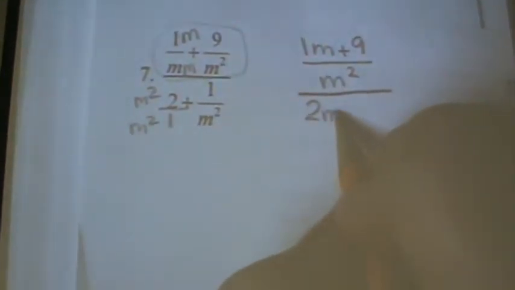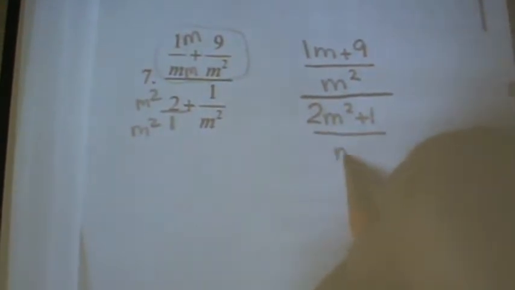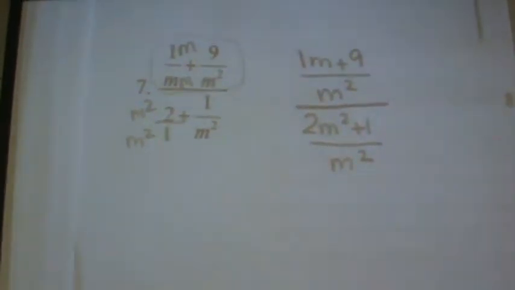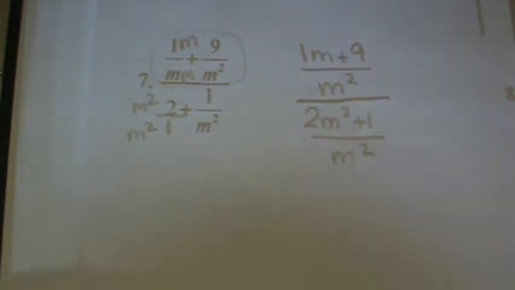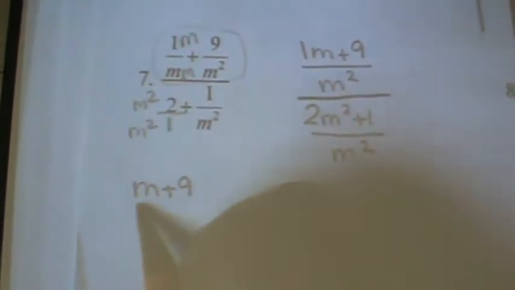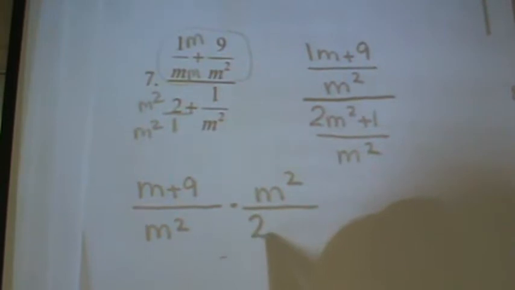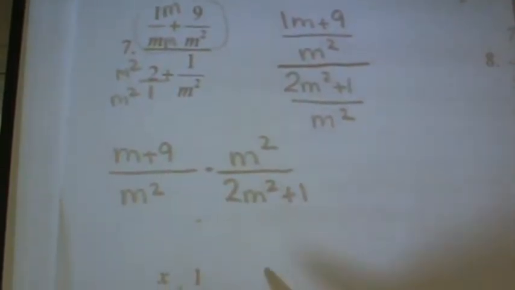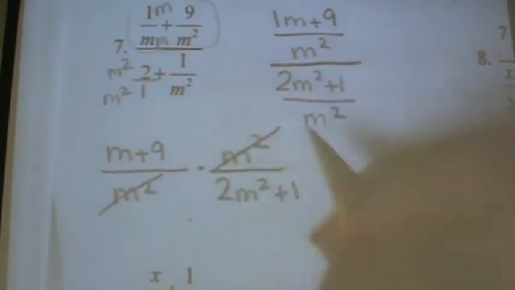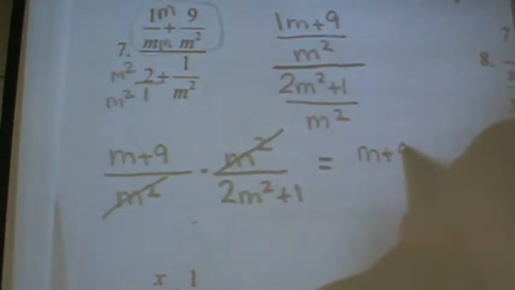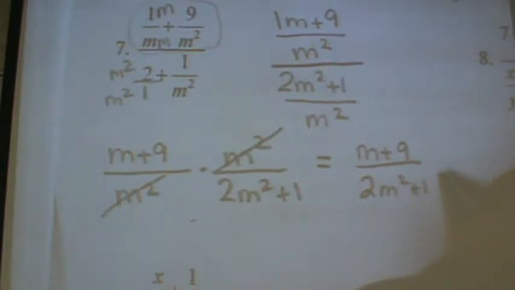Okay, then what do you do for this one? The bottom one? What do I need to multiply the bottom and the top by? N squared. So what do you have on the bottom? Okay, then what? And flip it. What's gonna cancel? The n squares. So what's your answer? 1n plus 9 over 2n squared plus 1. Yep.